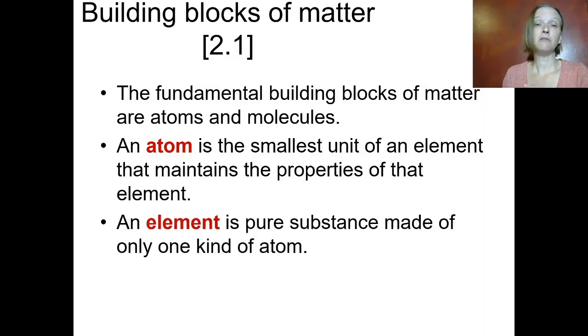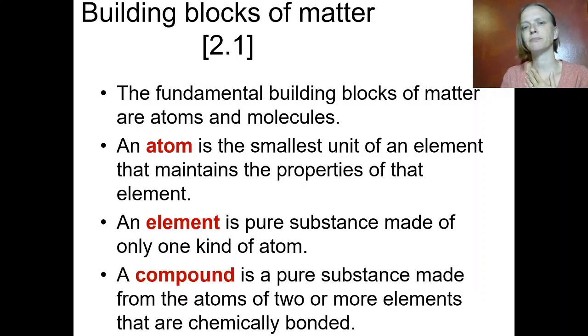An element is a pure substance made up of only one kind of atom. And we'll look more at that in the next topic, but one kind of atom always needs to have the same number of protons. A compound is a pure substance made from the atoms of two or more different elements chemically bonded together. When these three words come up, typically there's a fourth word that comes up, which is molecule.